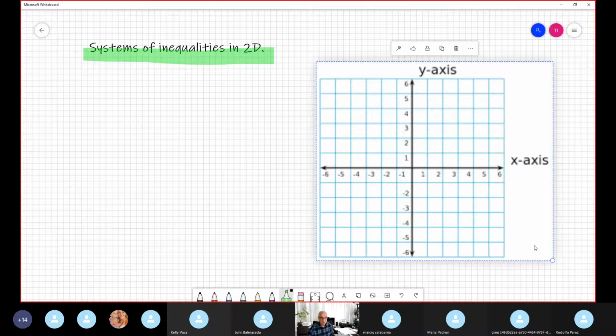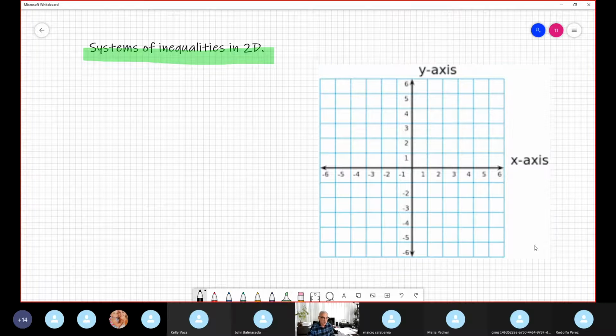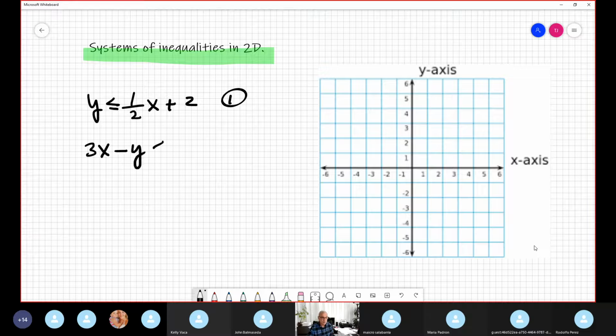Suppose that we are given the system. The system is y less than or equal to 1/2 x plus 2. This is my first inequality. And my second is 3x minus y less than 3.